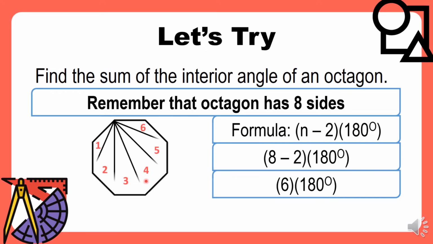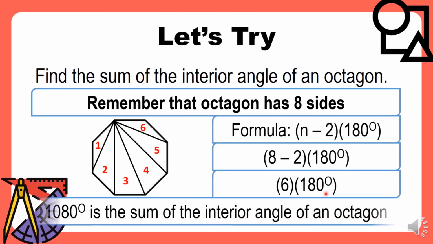Kindly look at our figure. Makikita nyo dito na mayroon talagang 6 na triangles na mabubuo sa isang convex octagon. Again, 6 times 180 degrees is equal to 1080 degrees. And 1080 degrees is the sum of the interior angles of an octagon.